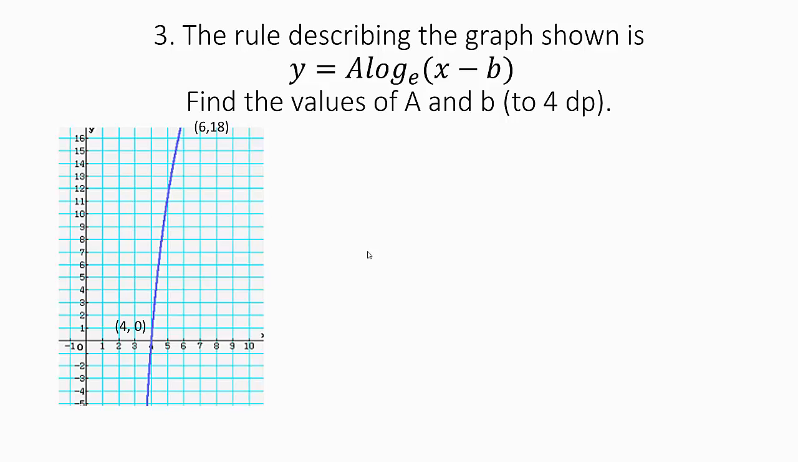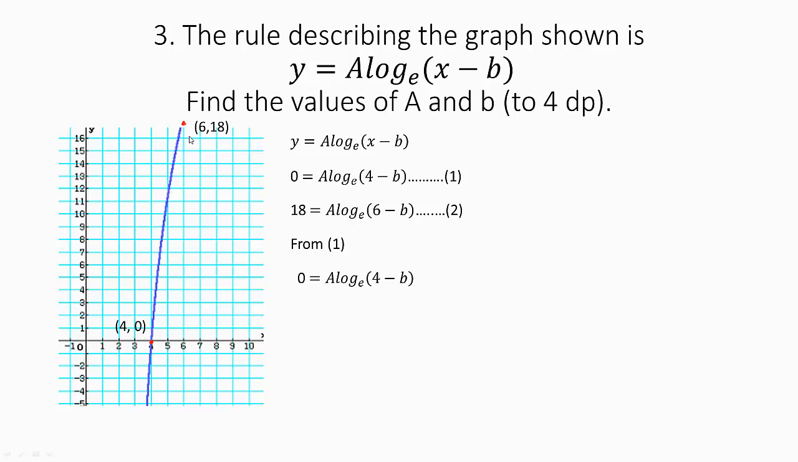Okay, last one. Again, they've given us 2 points here: x equals 4, y equals 0, and, just off the edge of the page, x equals 6, y equals 18. This time we're putting it into the form y equals a log base e of (x minus b). There's our first point, x equals 4 when y equals 0. There's our second point, x equals 6 when y equals 18.